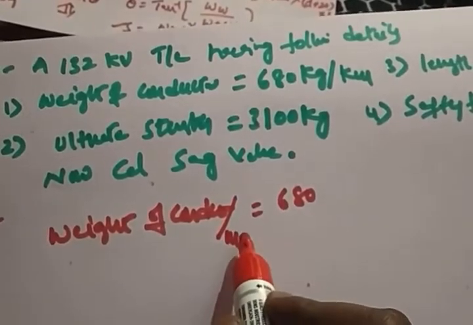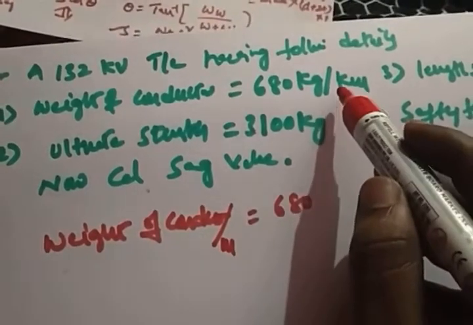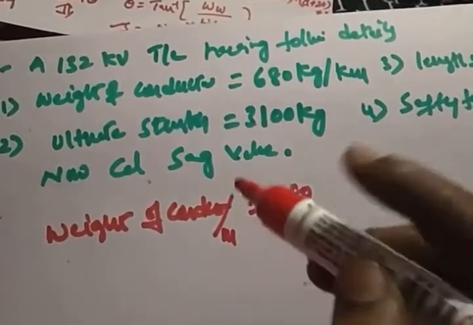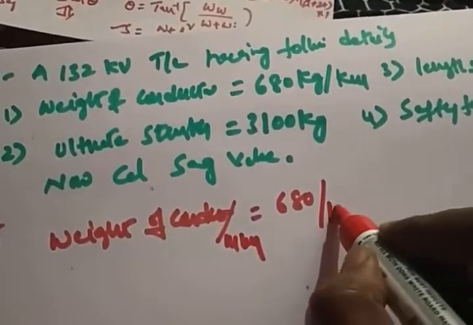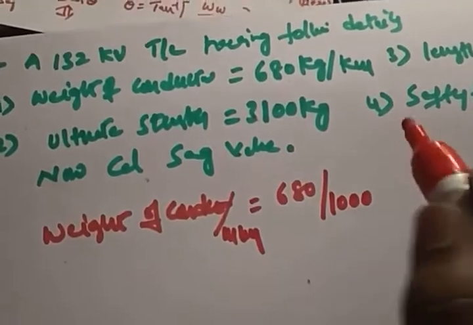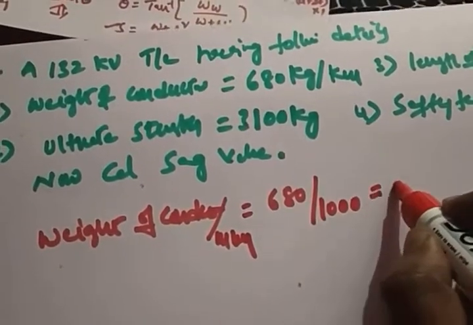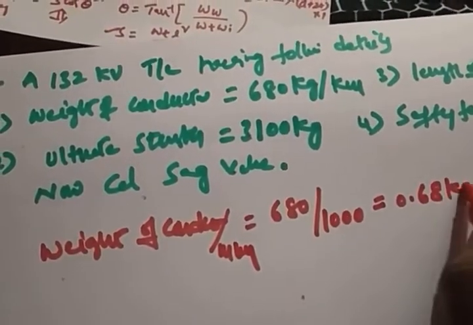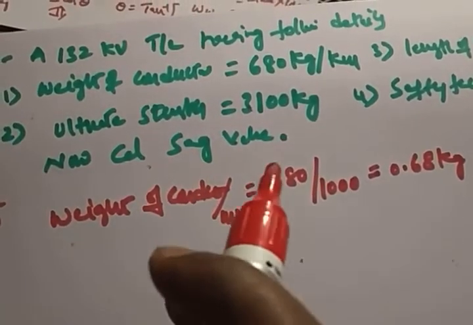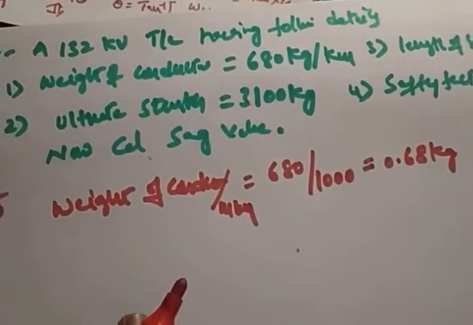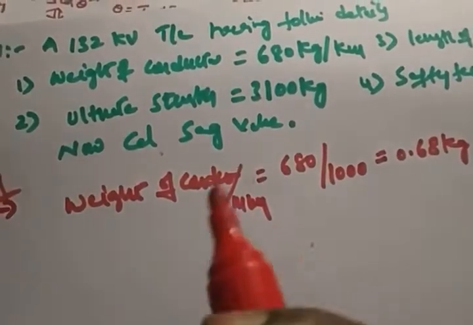Per unit length, right? So the unit here is kilometer, not meter. What unit should we take? One unit, so we should take meter length. That means 680 by 1000 you have to specify. So what is that value? 0.68 kg. Why are we taking it? Because the weight of the conductor, we always take it per unit length, right? Per unit, one unit length.